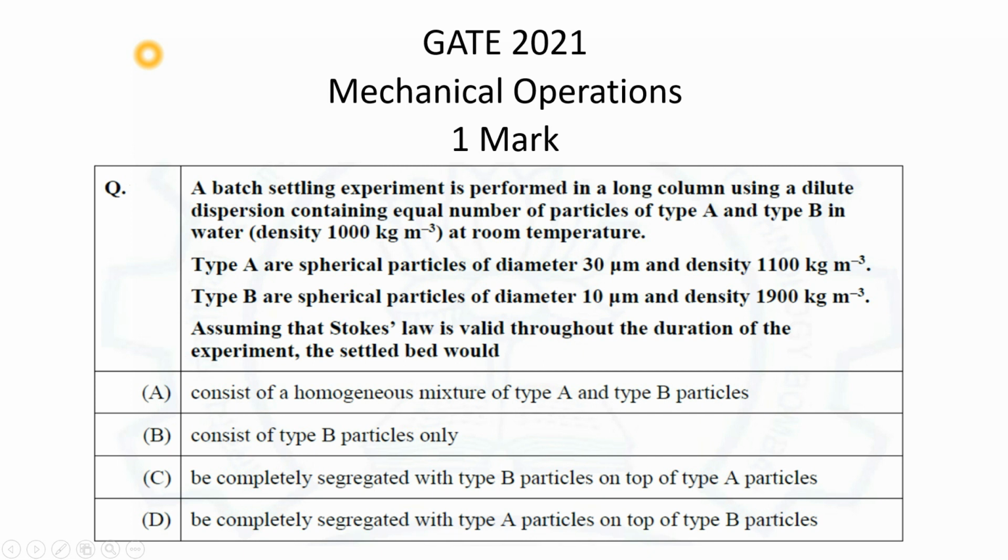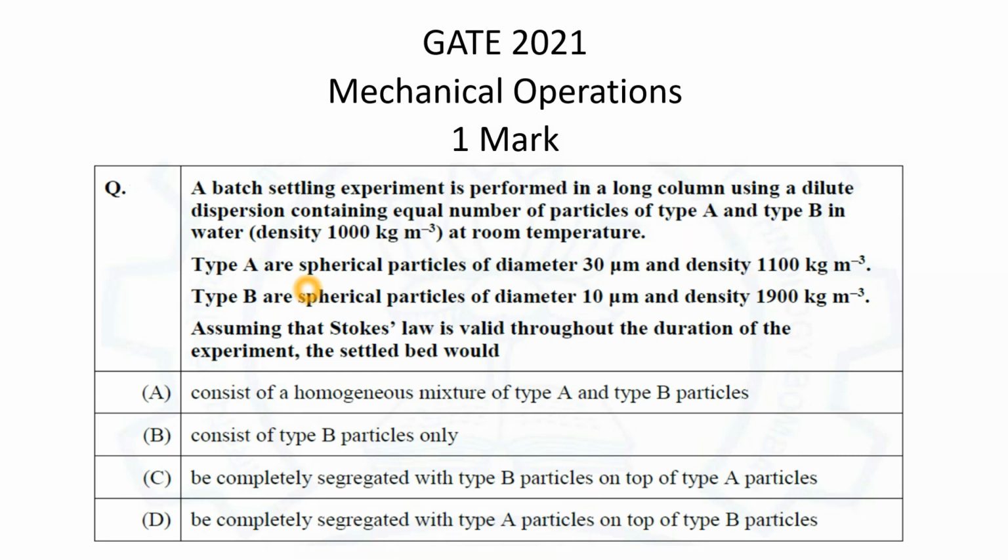We have another question from GATE 2021 Mechanical Operation for 1 mark. A batch settling experiment is performed in a long column using a dilute dispersion containing equal number of particles of type A and type B in water. Density 1000 kg per meter cube.